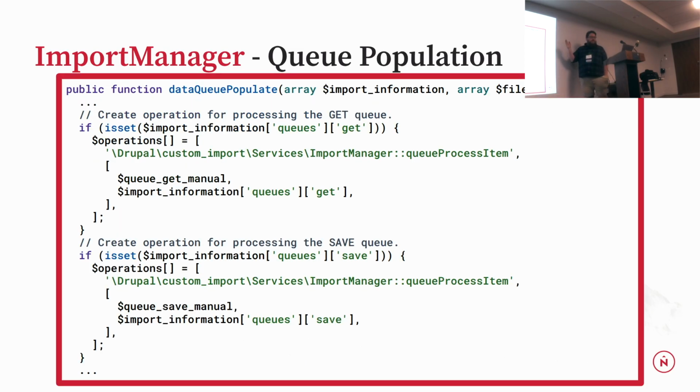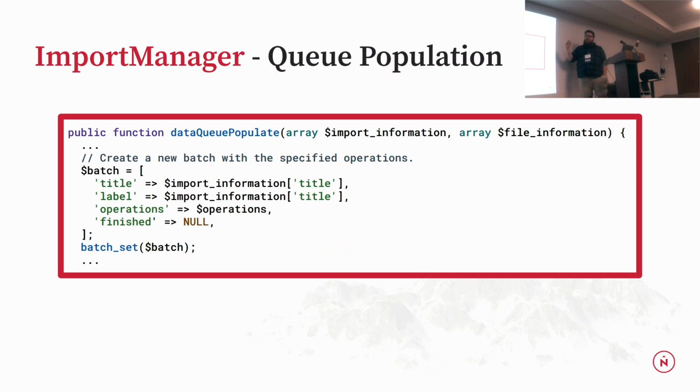So then once we've done that, we can create an operation for our get queue, and create an operation for our save queue. Those are both going to be processing items. So once we've populated the get queue, we process it. Once we populate the save queue, we process it. So we keep going. And then once we've made all our operations, we patch it to the batch and set it free. So we have our batch, we give it the operations, and we say batch set.